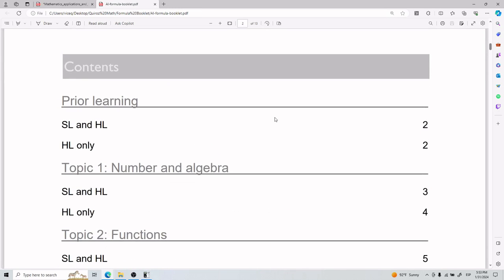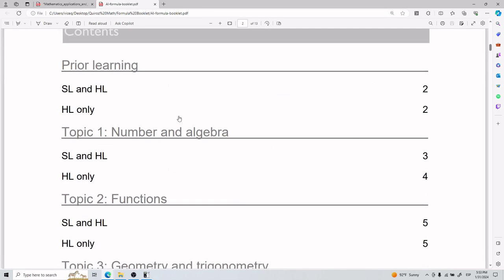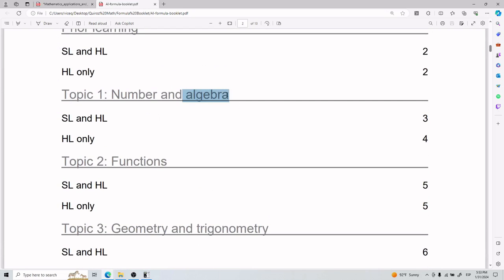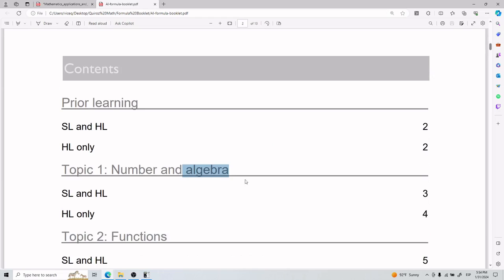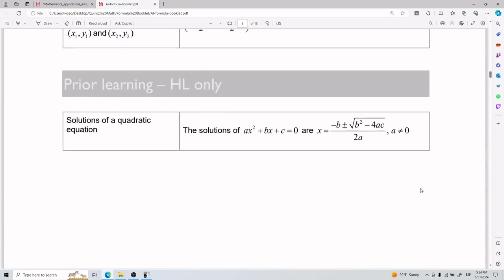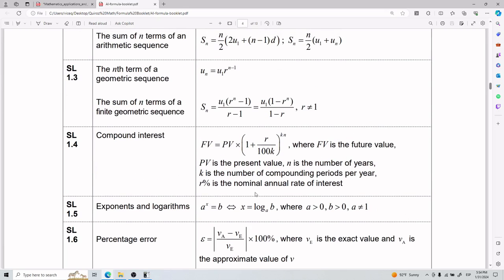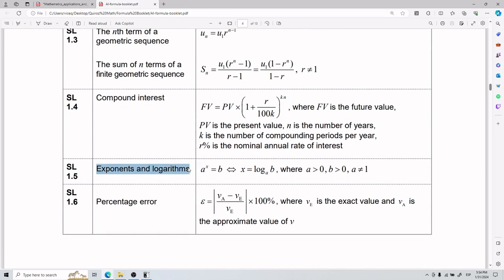Pull out your formula booklet. Look for everything you can find about logs. Where might logs be in these chapters? Number and algebra, something I never understood. Let's go to that page. Page 3 or 4, it's probably around there. Lo and behold, exponents and logarithms. There it is. Okay, there it is.